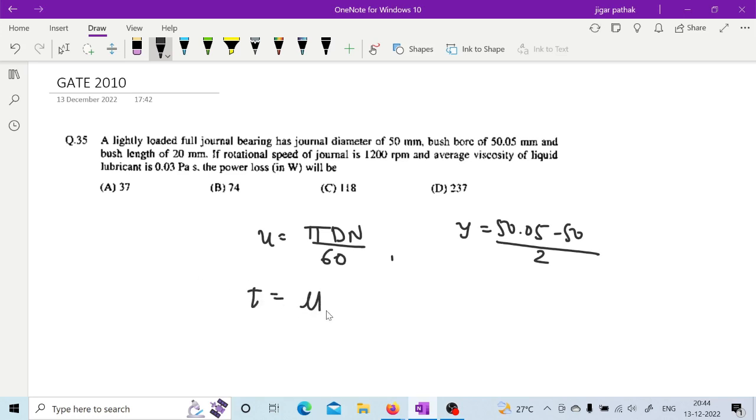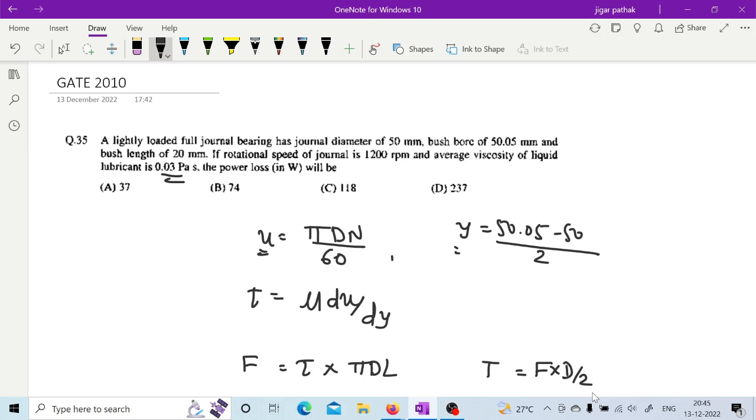First you can calculate your shear stress. Tau is equal to mu du by dy. You have mu as 0.03 Pascal second. This u and y you have already calculated from these two equations. You can calculate this, and then you can have this tau. Then again the force you can calculate with this tau into pi dl, projected area. Then once you have force, torque will be this force into t by 2.